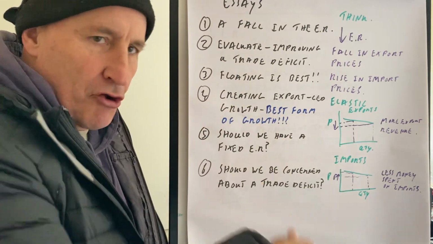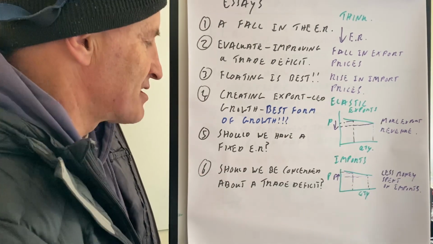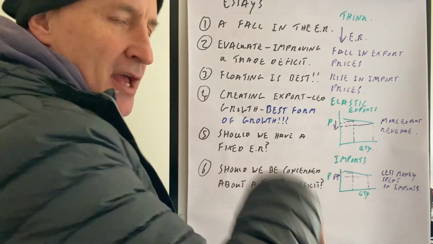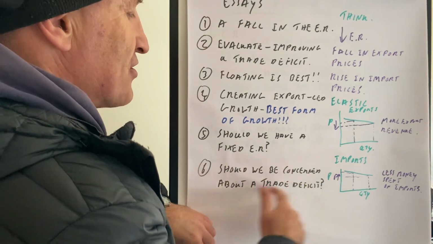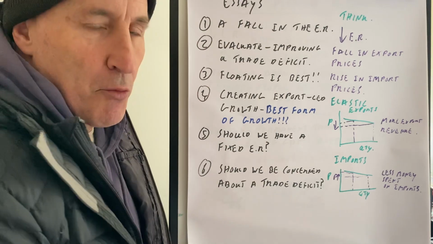Remember, the UK, our economy works on consumption and government spending. Eventually that goes into debt. That creates a problem. Should we have a fixed exchange rate? No, we shouldn't, because if our exchange rate goes down, it's a way of solving the trade deficit. And should we be concerned about a trade deficit? No, not really, because the exchange rate will fall and everything will be okay.